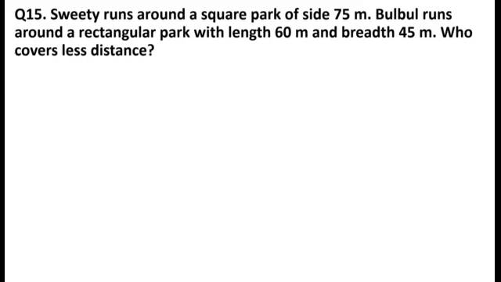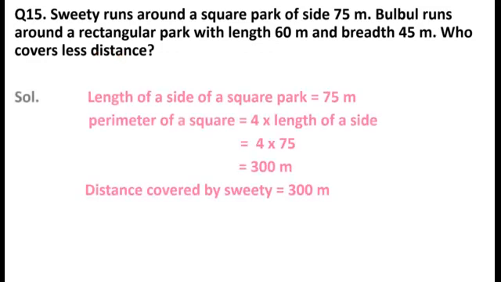Next question comes. Sweetie runs around a square park of side 75 meter and Bulbul runs around a rectangular park with length 60 meter and breadth 45 meter. Who covers less distance? Okay, first of all, we will find for Sweetie how much distance she covers. That is, length of the side of a square park is given, 75 meter. So perimeter of the square, we know, is 4 into length of a side. So 4 into 75, we get 300 meter. That means Sweetie covers the distance 300 meter.